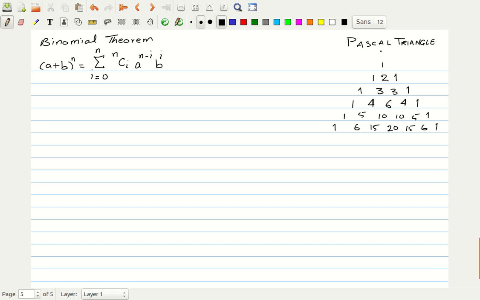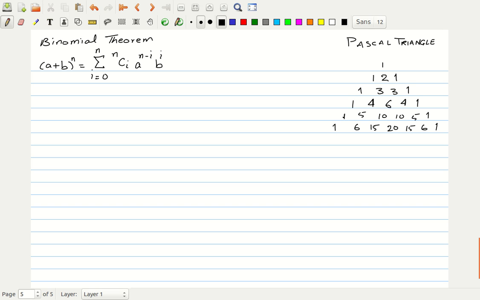So this is a Pascal triangle. How to create it? You write 1 here, then you start with 1, write 2 and 1. For the third row, you start with 1, then you add 1 plus 2, you get 3. You add 2 plus 1, you get 3, and you finish with 1. Then for the fourth row, you again start with 1, then you add 1 plus 3, you get 4. 3 plus 3, you get 6. 3 plus 1, you get 4, and you finish with 1.